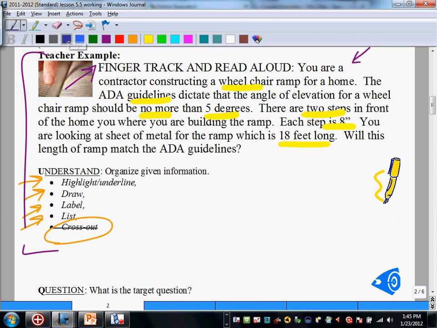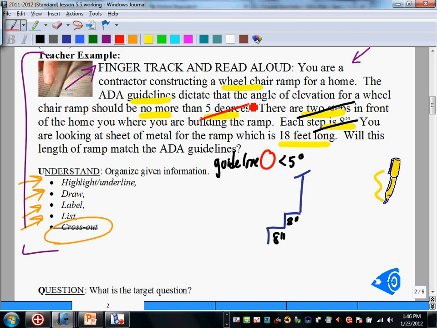Thank you. Alrighty, guys. So here is the house going in. We have two stairs. Each stair is 8 inches. Watch what I mean by cross out. I've taken care of two steps and 8 inches. The guideline has to be less than 5 degrees. So whatever our angle is, it has to be less than 5. I'm not saying the angle is 5, but that's the guideline. It should be no more than that. We're checking to see if this works or not.